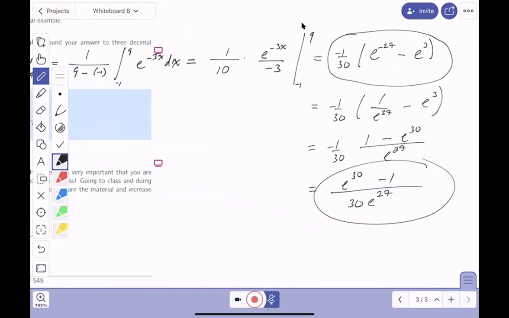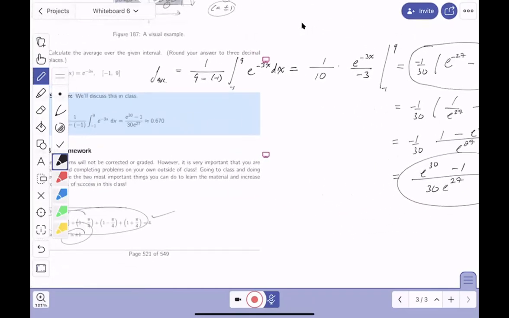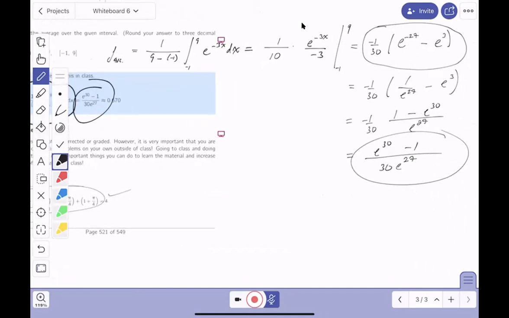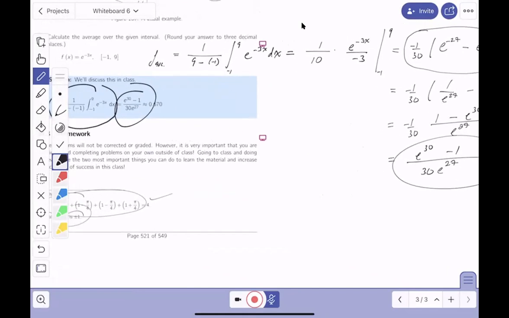Mistakes happen, and I want to see if I got the integral. I did. I got that. And did I get the answer? e to the 30th minus 1? Yep. By the way, they do approximate it. You don't have to approximate the number unless you want to.